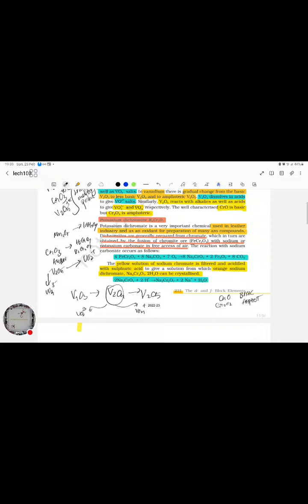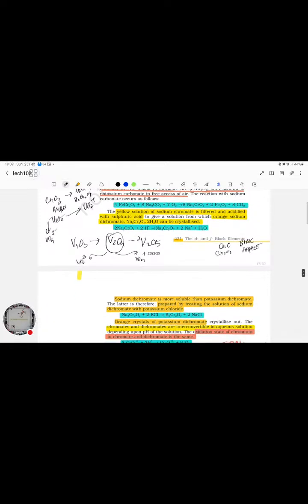Now we will see the reaction in sequence with the equations as well. That's important. So as you can see, 4 moles of FeCr2O4 plus 8 moles of sodium carbonate plus 7 moles of dioxygen gives rise to 8 moles of sodium chromate, plus 2 moles of Fe2O3 plus 8 moles of carbon dioxide. The yellow solution of sodium chromate is filtered and acidified with sulfuric acid to give a solution from which orange sodium dichromate is crystallized. Okay, let's see what happens in a glimpse.